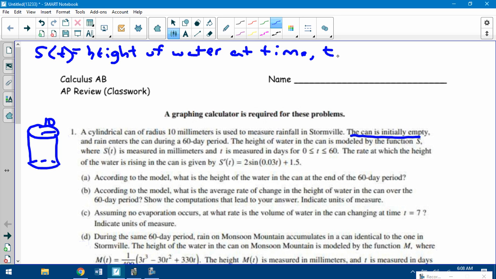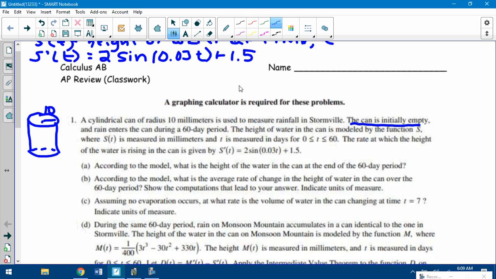And then the rate at which the water is rising is given by s prime. So we don't know s, but we do know s prime. And s prime is 2 sine of 0.03t plus 1.5. Okay.